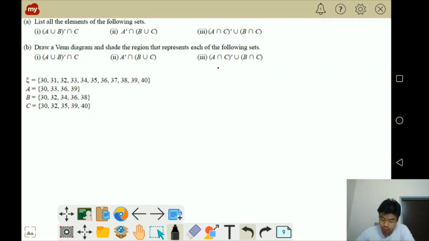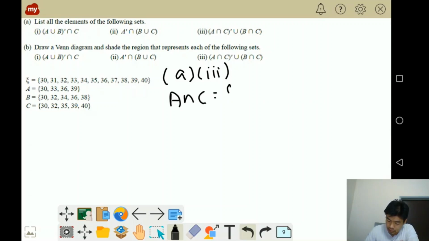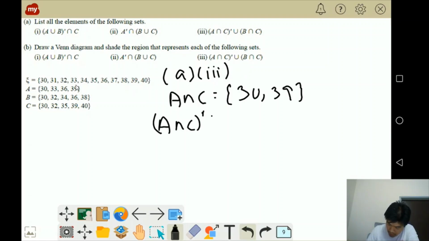Right, A3. A intersects C prime union with B intersects C, right? Okay, therefore I'm going to list down A intersects C first. A intersects C. So look at set A and set C. 30 and 39 are the common elements, right? Therefore, A intersects C prime. Okay, remember to put the bracket. It is everything except 30 and 39, right?